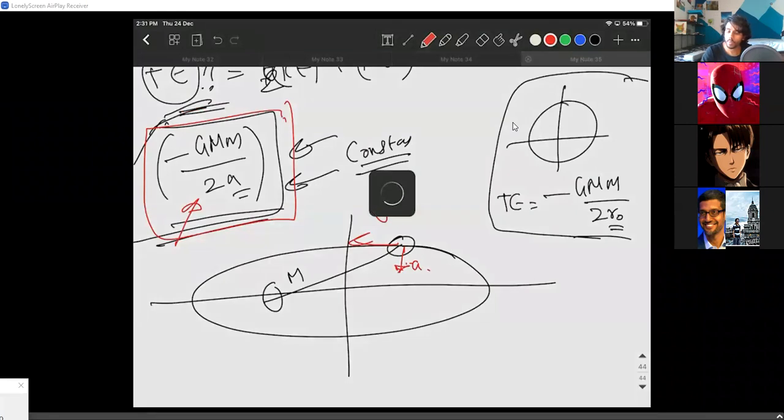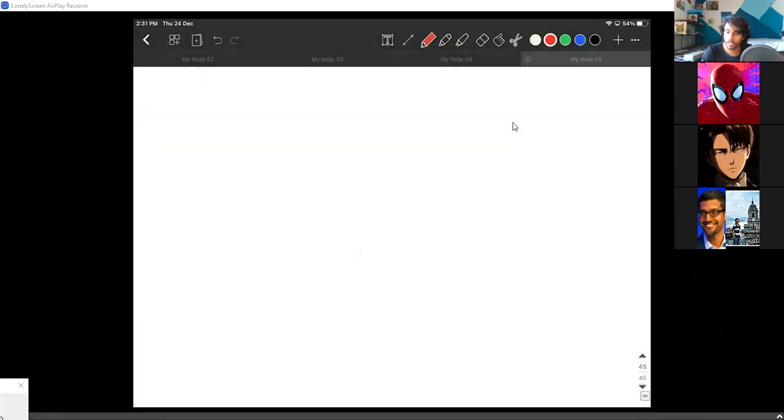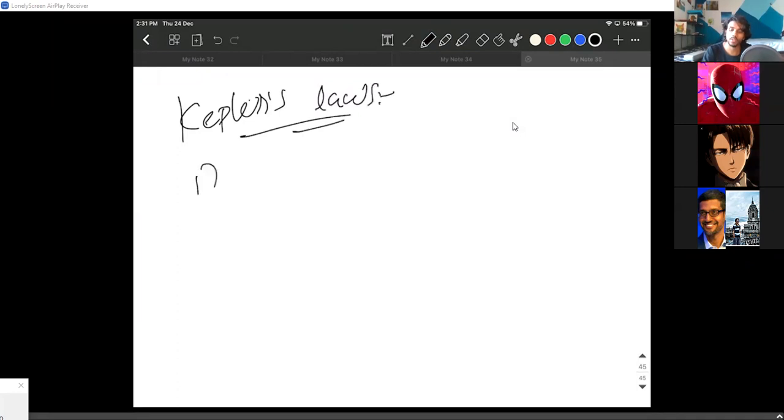we are going to bring ourselves back to the idea of Kepler's laws. Even though I discussed Kepler's laws right in the beginning of this topic, we are going to talk about Kepler's laws again. What were Kepler's laws? Do any of you remember the laws one by one?